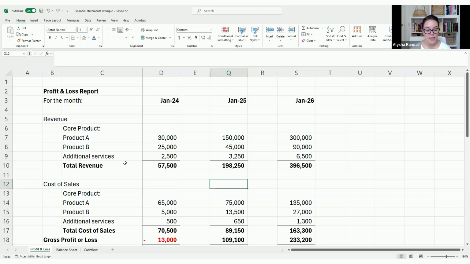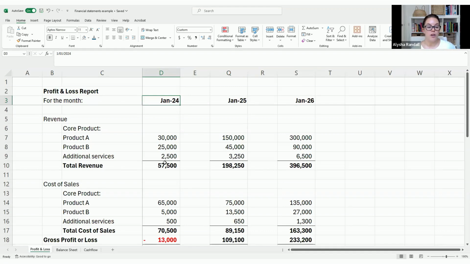So the first one is the profit and loss. This is also known as a P&L, and it basically shows the business performance over a particular year. I have just assumed that we're looking at the January P&L for three consecutive years, thinking about that startup fast growth business.